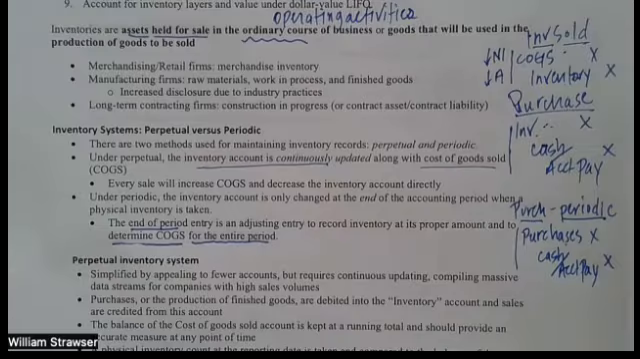There's no need to go into our storeroom and say, okay, well, we started the day with 400 apples. We ended the day with 200 apples. We purchased 1,000 apples. So how much have we sold? That would be the periodic method.